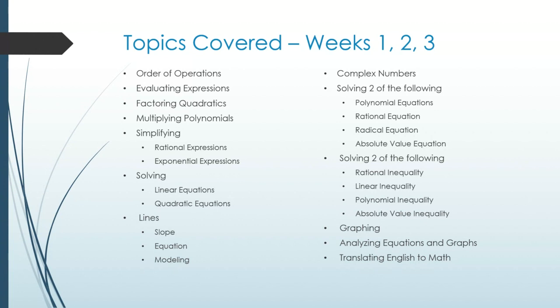I do want to explain the "solve two of the following" items. Last week we went over tons of different types of equations, but you're not going to be tested on all of them. It's going to randomly pick 2 for you from these categories: polynomial equations, rational equations, radical equations, and absolute value. It's completely random, so you might end up with 2 of the same type, or 2 different types.